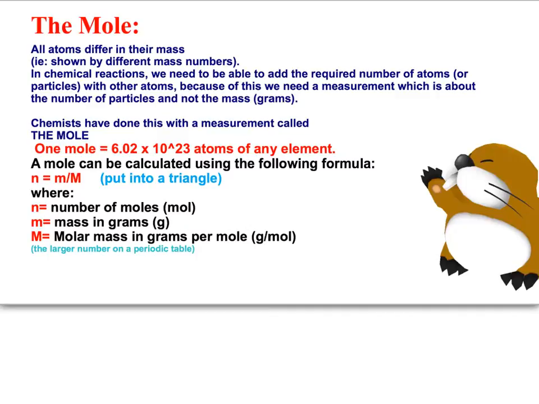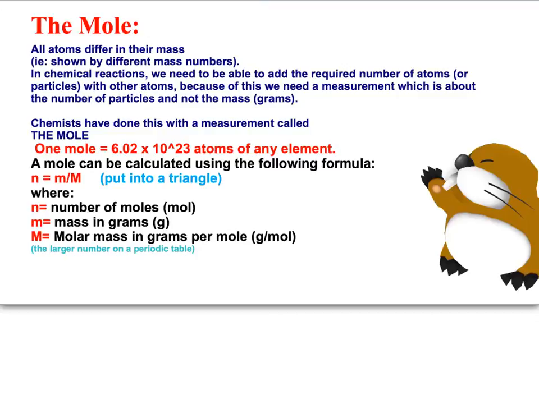Now you may have heard of moles as an animal, but here a mole is a completely different animal. The mole is how chemists calculate the amount of something. Now things are a little bit difficult because all atoms differ in their mass. That's shown by the different mass numbers on the periodic table. In chemical reactions, we need to be able to add the required number of atoms with other atoms.